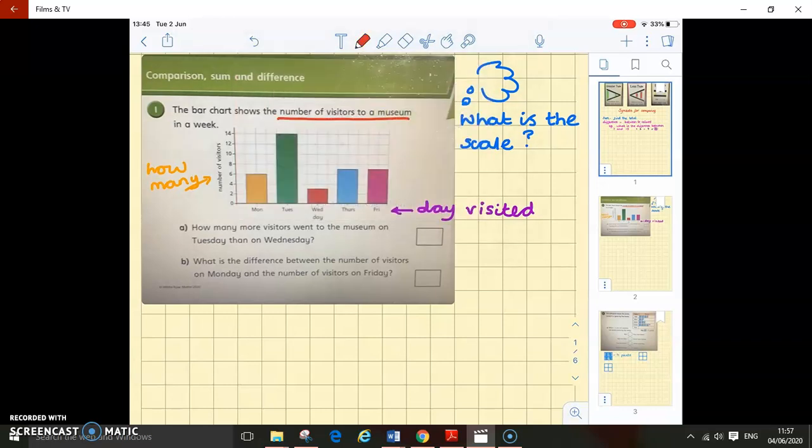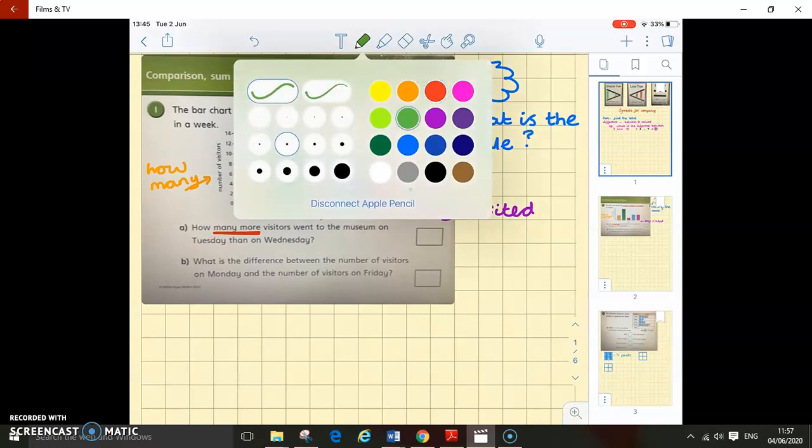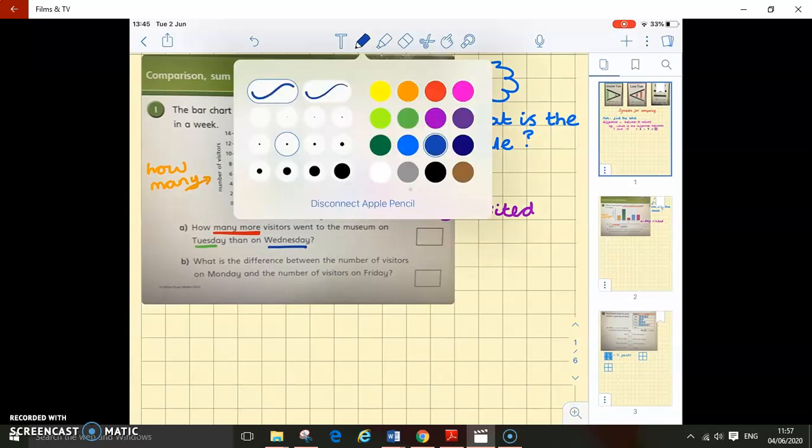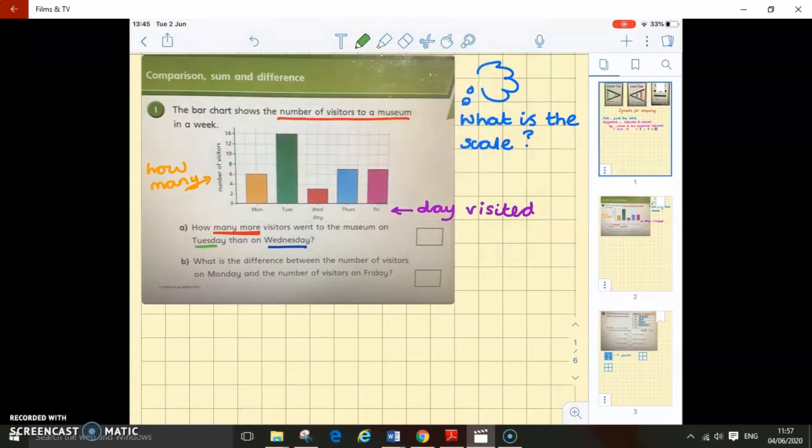So we're going to have to do some comparing here, and the question is asking us how many more visitors went to the museum on Tuesday than they did on Wednesday. So we're going to have to interrogate and interpret two parts of this bar chart. We're going to have to look at Tuesday, excuse me, and we're also going to have to look at Wednesday.